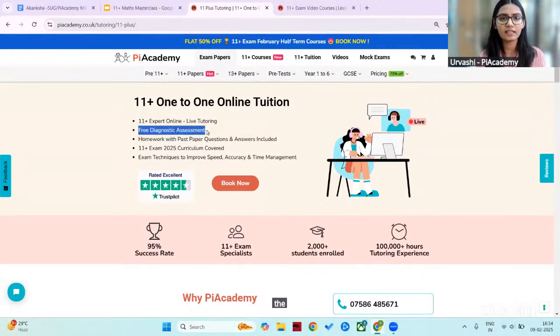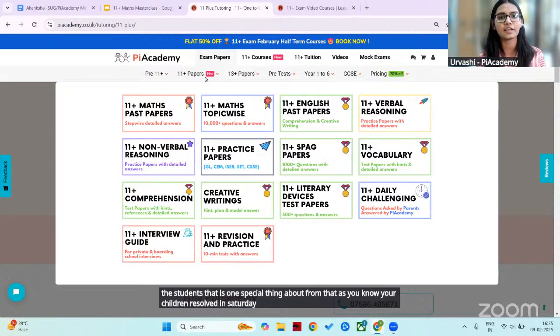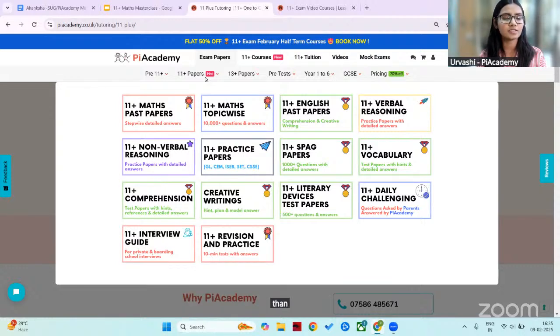So in that, a detailed plan would be made and curated for your child so that every student's unique needs are taken care of. That is one special thing. Apart from that, as your children will be solving several past papers or mock tests and everything of the sorts, you would come across some topics that your child is weak in and some topics which your child has a strength in.